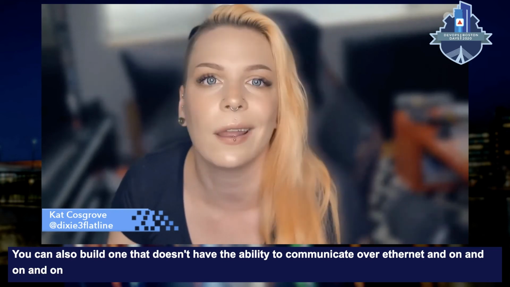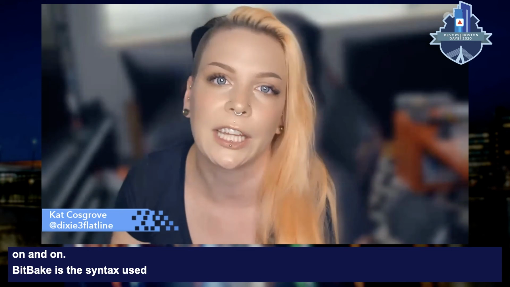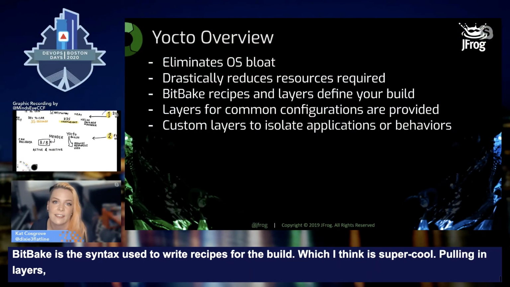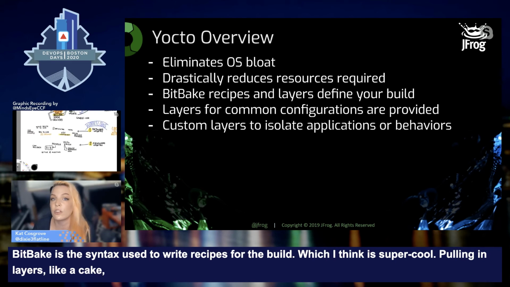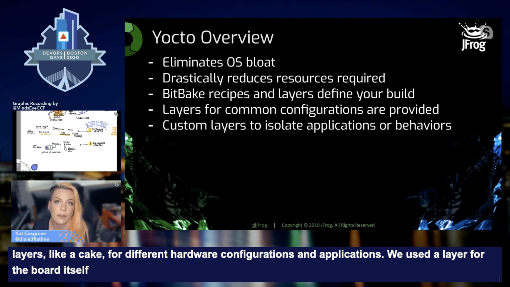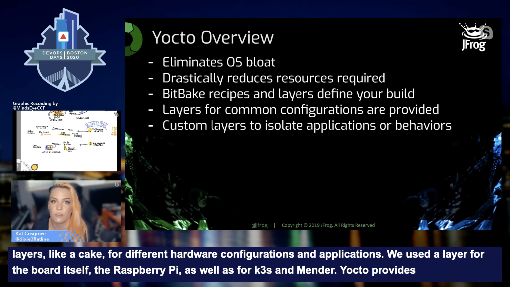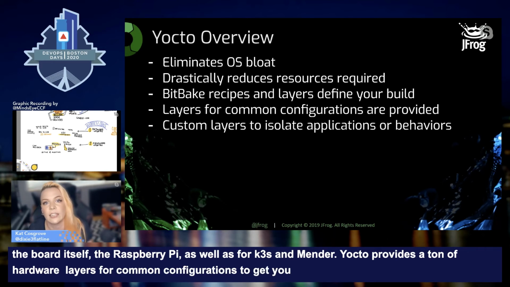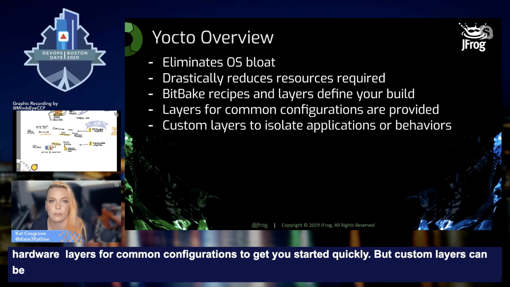BitBake is the syntax used to write recipes for the build, which I think is super cute, pulling in layers like a cake for different hardware configurations and applications. So we used a layer for the board itself, the Raspberry Pi 3B Plus, as well as layers for K3S and Mender. Yocto already provides a ton of hardware layers for common configurations to get you started really quickly, but custom layers can also be written to isolate specific applications or behaviors.